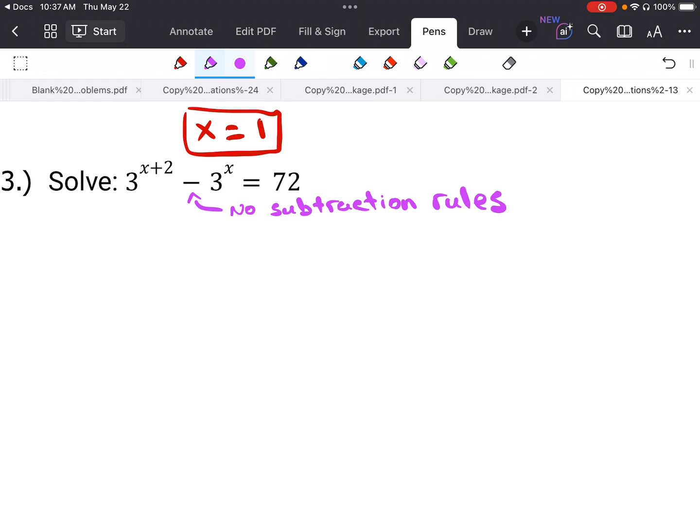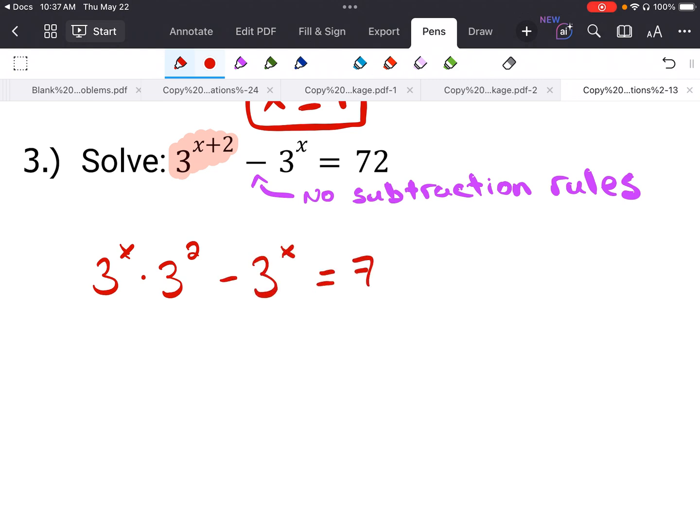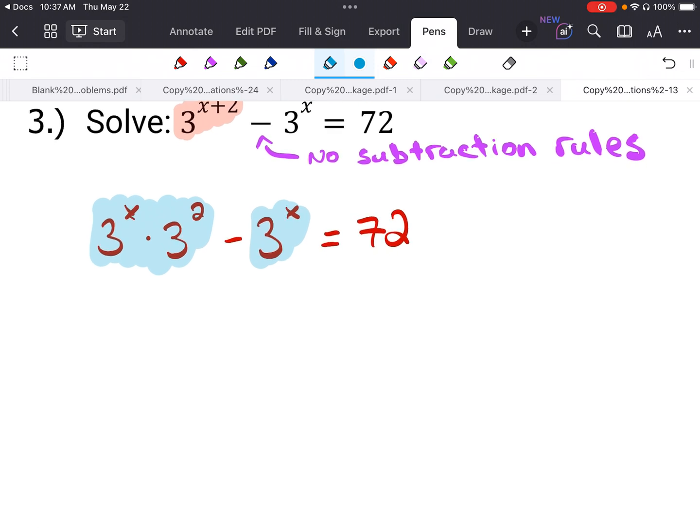So what we're going to do first is we're going to separate this. This is the finalized answer of a multiplication rule, right? So we can separate it into 3 to the power x times 3 to the power 2 minus 3 to the power x equals 72. Okay, now we have these terms. We have a first term here, and we have the second term here, separated by that negative sign. And we notice from the two of those that we have a common factor. So we're going to commonly factor out 3 to the power x. And when you divide those two terms by 3 to the power x, we get 3 squared minus 1.